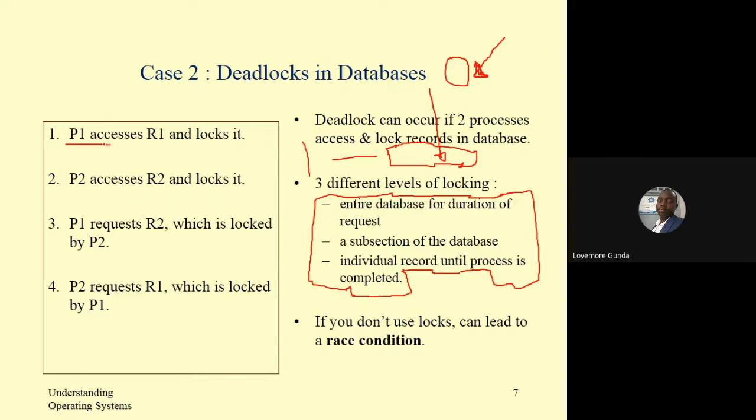So process number one accesses resource number one, locks it. Process number two accesses resource number two, locks it. Process one requests resource number two, but resource number two is locked by process number two. Process two requests resource number one, which is locked by process P1. So at the end, none of the processes will proceed, hence it is a deadlock.